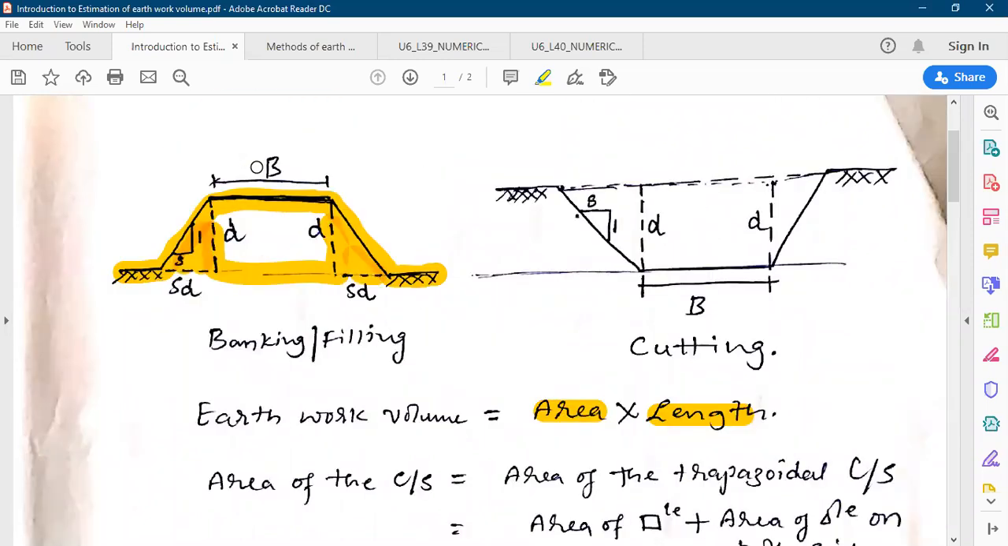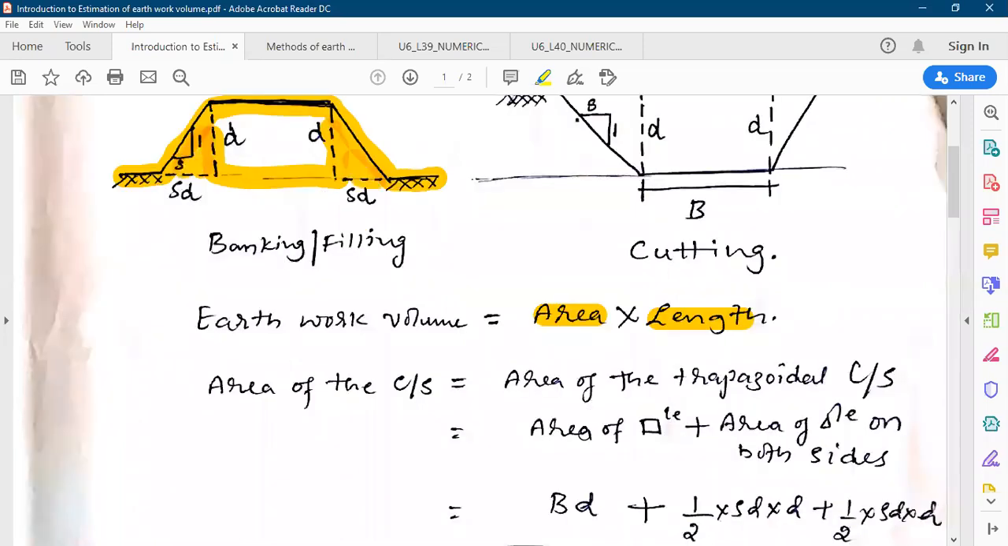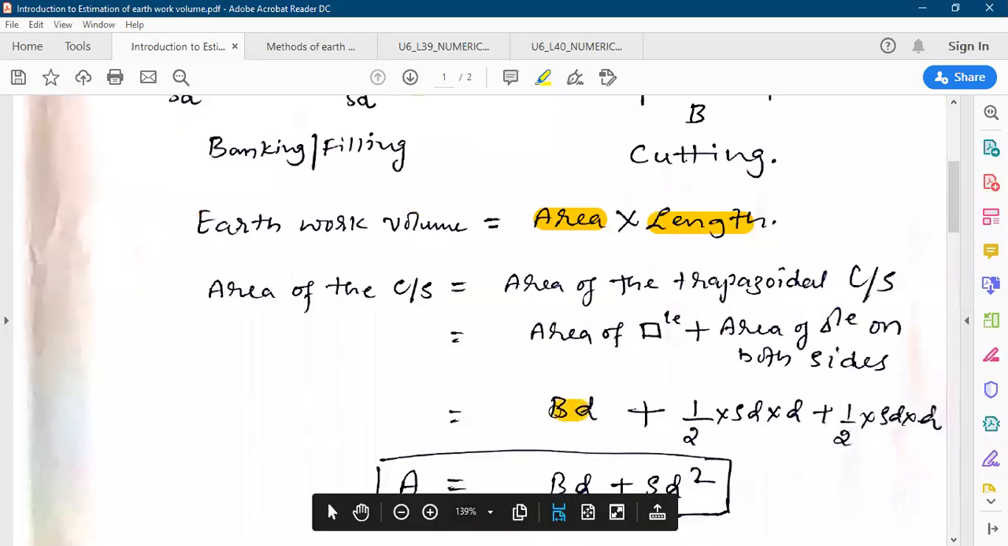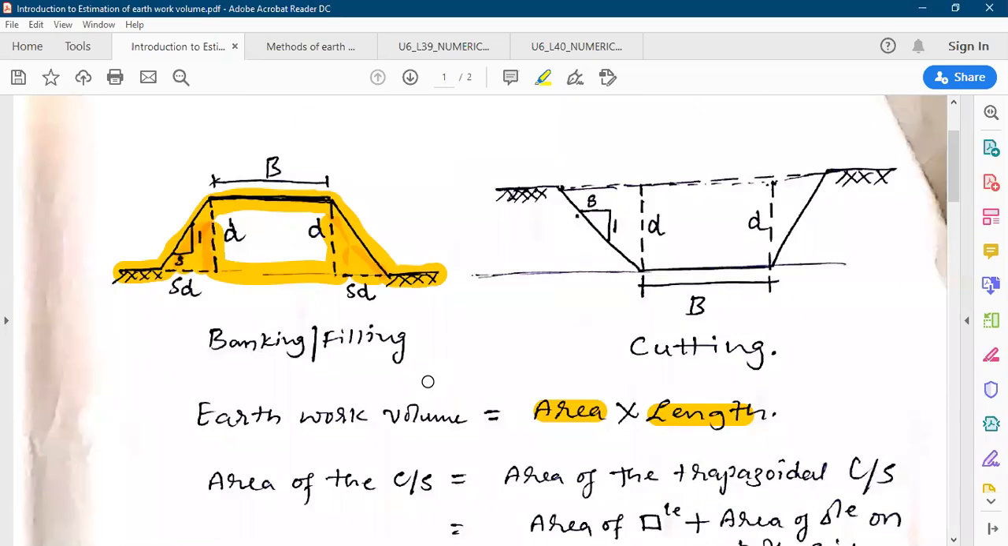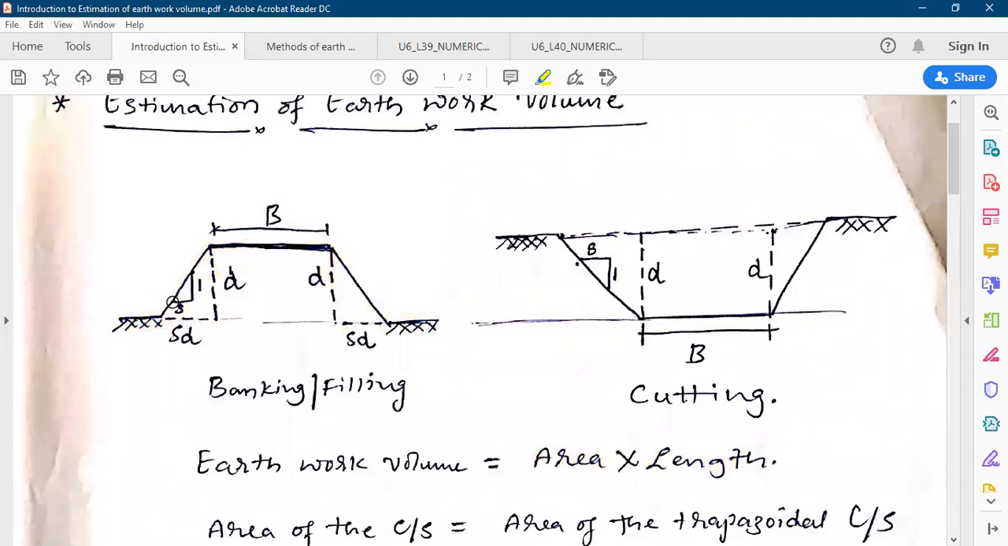This is the formation width at the top, B, and the total depth above the ground level is D. Multiplying B into D, we can get the area of the rectangular portion. Similarly, we have the side slope for the sides. Here the slope varies as S to 1, for every one vertical increment, S is the horizontal increment.